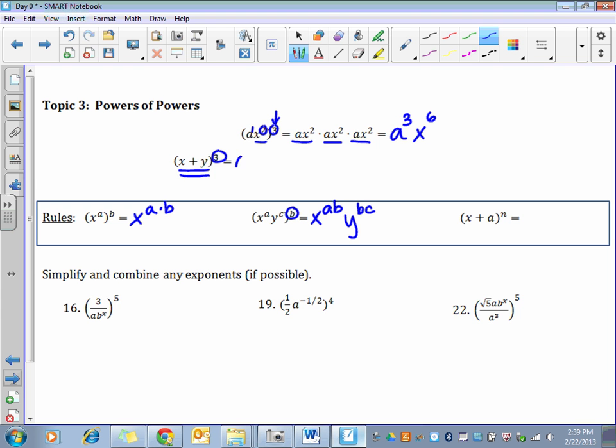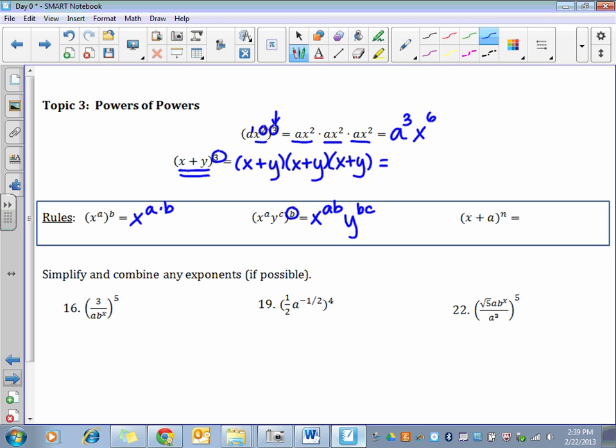So let's write that out. We've got the quantity x plus y times the quantity x plus y multiplied by the quantity x plus y. Now we've got it 3 times. And if I look at this, I realize, you know what? I can't just, quote, distribute that 3.